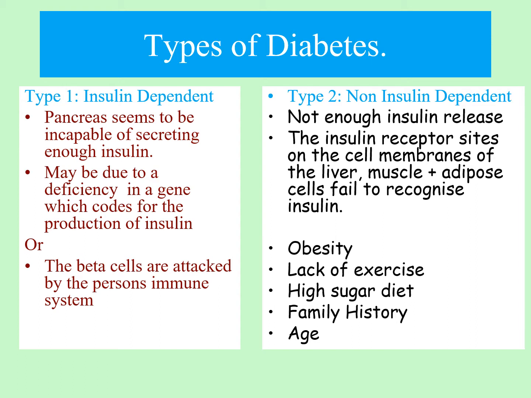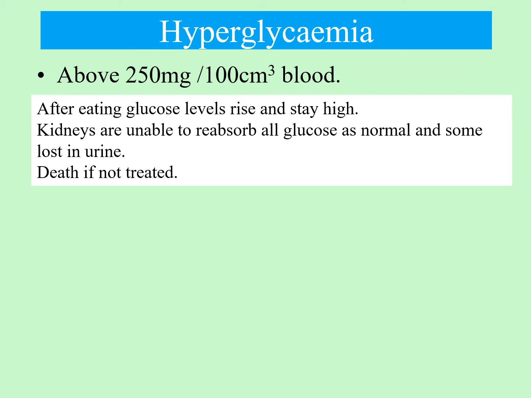So if you're obese, you've got a greater chance of being diabetic. If you don't do any exercise, have a high sugar diet, or have a family history of it, and the older you are, you're more likely to be diabetic. So as the population gets older, you see more and more diabetics. Now, in terms of what can happen, you can get both cases. You get hyperglycemia, which is when instead of having 90 milligrams per 100 centimeters cubed of blood, you can have over 250, which is extremely high.